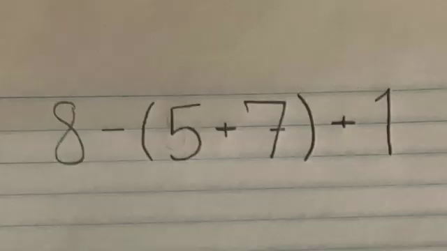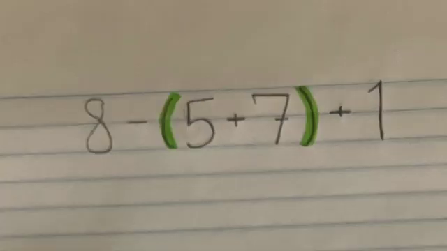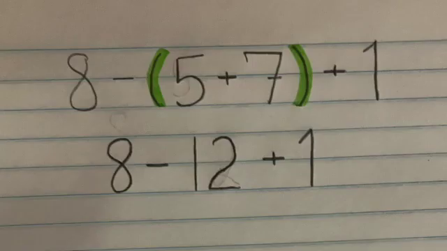8 minus open parenthesis, 5 plus 7 close parenthesis, plus 1. So where do we start? Our mnemonic is, "Please excuse my dear Aunt Sally," so we must start with the parentheses. Inside the parentheses, we have 5 plus 7, which equals 12. Now we rewrite our problem, replacing what was in the parentheses with 12, which gives us 8 minus 12 plus 1.